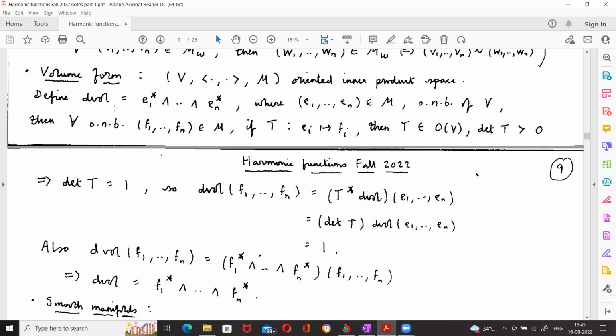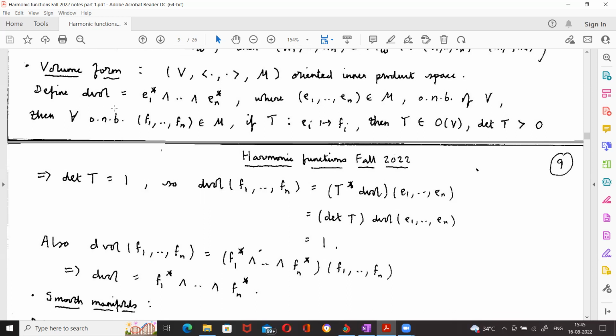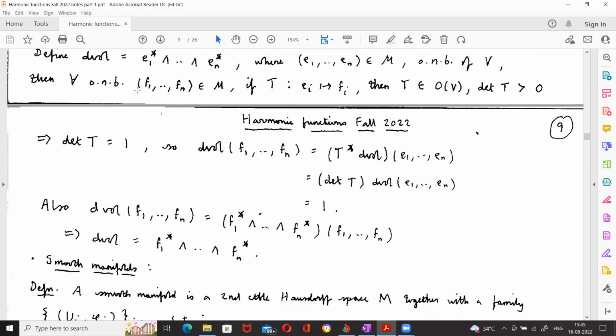And in fact, this characterizes the volume form. For example, if it takes the value 1 on this positively oriented orthonormal basis F1 to Fn, what does that mean? That means that d-vol of F1 to Fn is equal to 1, and 1 is also equal to F1 star wedge Fn star applied to F1 to Fn. So both sides are equal to 1.